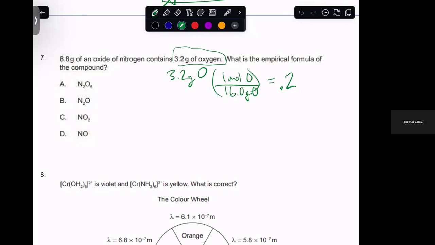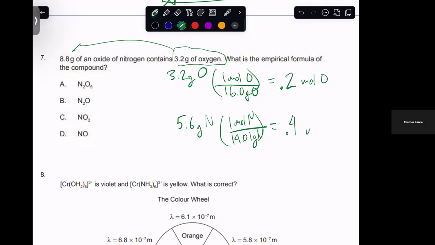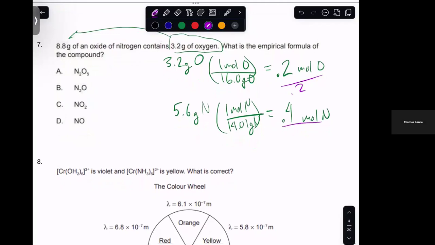Now we just have to figure out how much is nitrogen. If 3.2 of 8.8 is oxygen, that must mean that 5.6 grams is nitrogen. Now 5.6 divided by 14.01 grams is 1 mole of nitrogen. Once again, we're still just talking about elemental nitrogen. That is going to equal 0.4. So it's 0.2 mole oxygen, 0.4 mole nitrogen. We divide by the lowest amount, 0.2, 0.2, and that gives us 1 oxygen to every 2 nitrogen. So it's B, N2O.